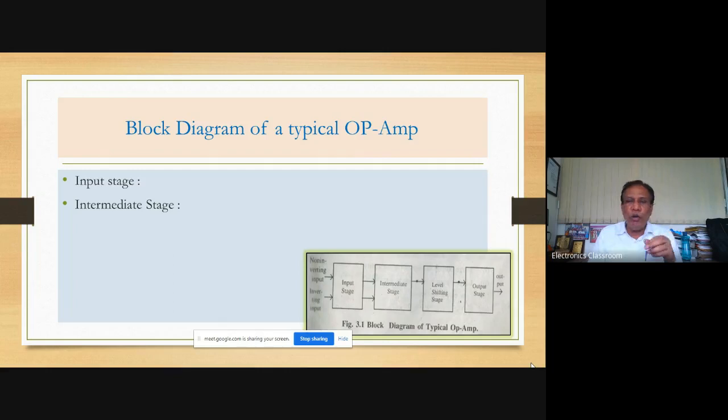If the input is zero and we observe some output shifted upward or shifted downward, in order to bring that output to the zero level we require the level shifting stage. The level shifter stage has the task of maintaining the output at zero level when the input signal is zero.